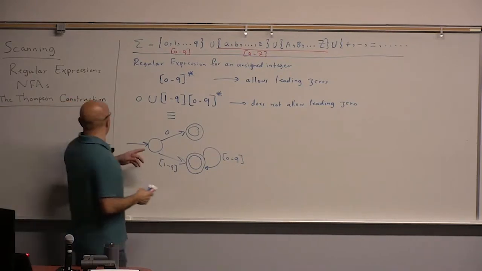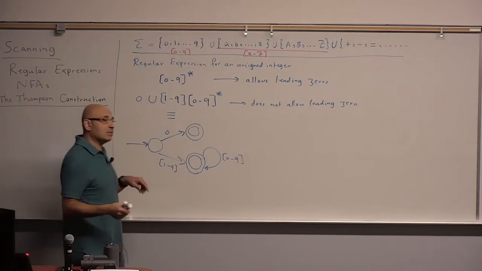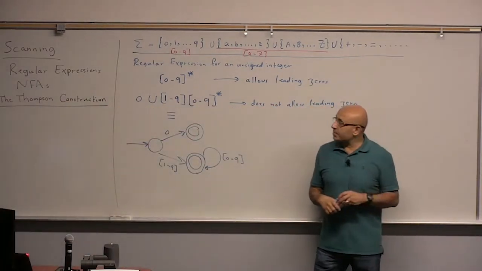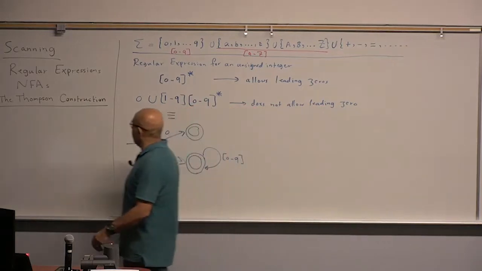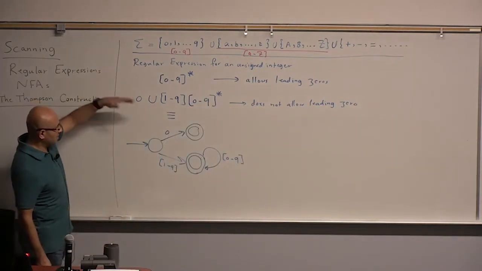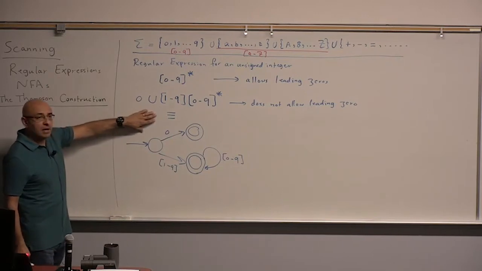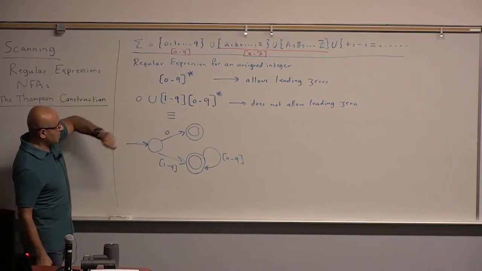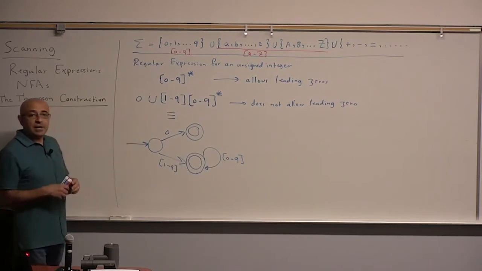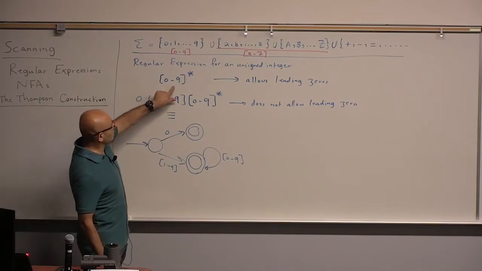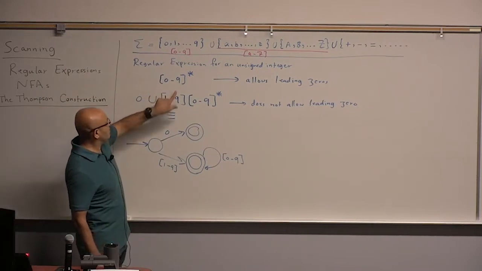So today we will be covering the Thompson construction, which is a systematic way of converting a regular expression to an NFA. But here we are doing it informally. We are doing it just by inspection because it's so obvious and intuitive to convert this regular expression into an NFA. By the way, this will also allow something bad.